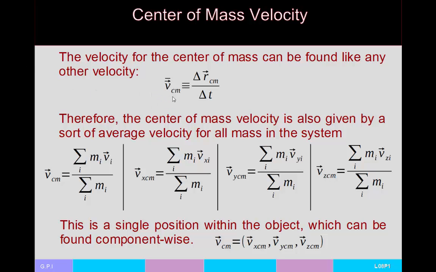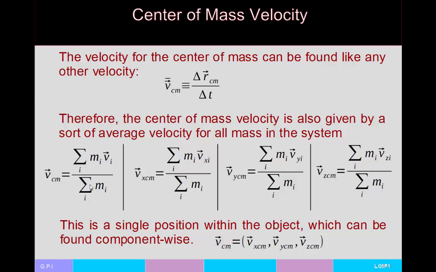For our purposes, the more interesting thing is that you can also find the velocity of the center of mass. And so here's the equation for getting the average center of mass velocity. It's basically the change in center of mass position per unit time. So that's very similar to finding other velocities we've found. It's a change in position per unit time.